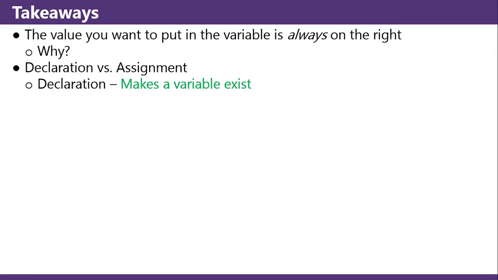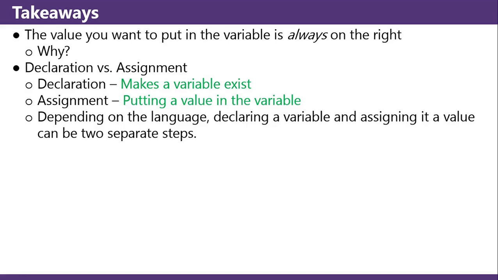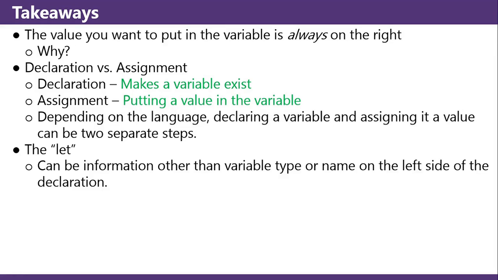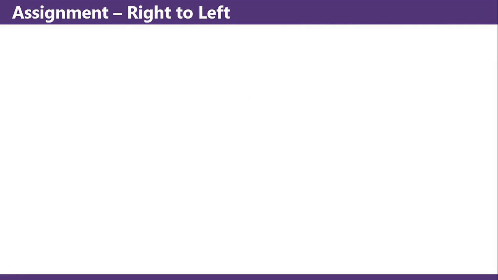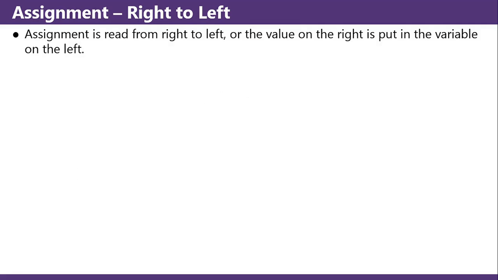Declaration versus assignment. Declaration makes a variable exist, while assignment puts a value in the variable. Depending on the language, declaring a variable and assigning it a value can be 2 different steps. The let. There can't be information other than the variable type or name on the left side of the declaration. Assignment is right to left, or the value on the right is put in the variable on the left.